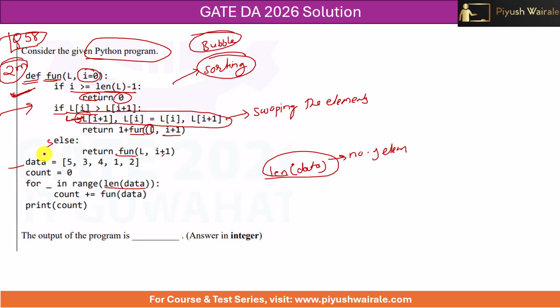So if you observe, this is my data. How many elements are there? 5. So length of data is equal to 5. Now for underscore in range 5. I hope everyone is aware of the range function. Range of n will give me the numbers from 0 to n minus 1. So here n is 5, so this will give me numbers from 0 to 4.